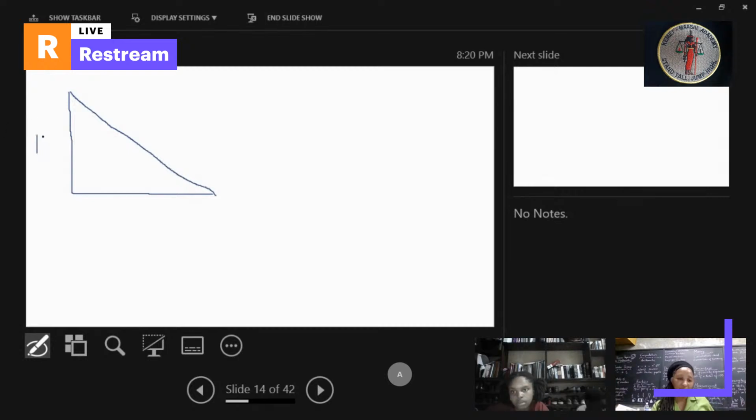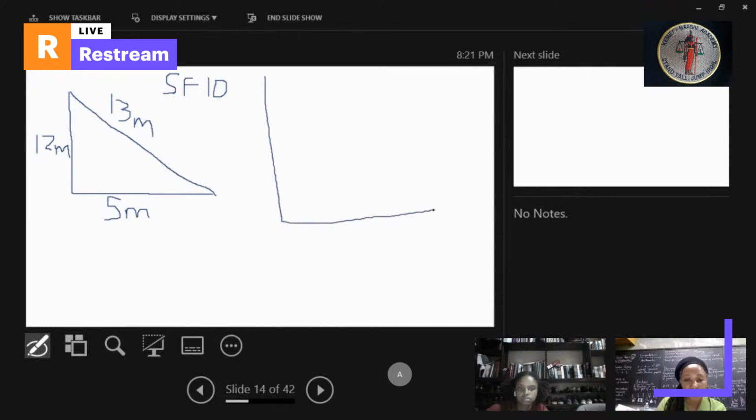So we have 12 meters. Not drawn to scale, right? 5 meters, 13 meters. And let's say the scale factor is 10, right? Let's use a big number because maybe it just works for the little numbers. Let's use a bigger number. So what would be the new measurements now?